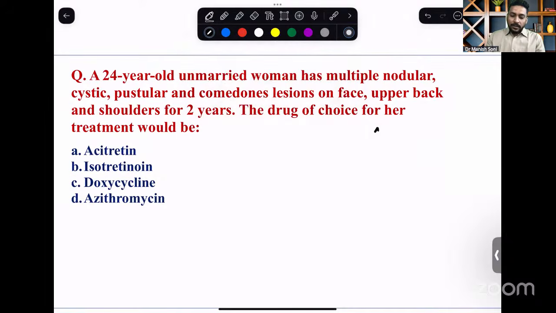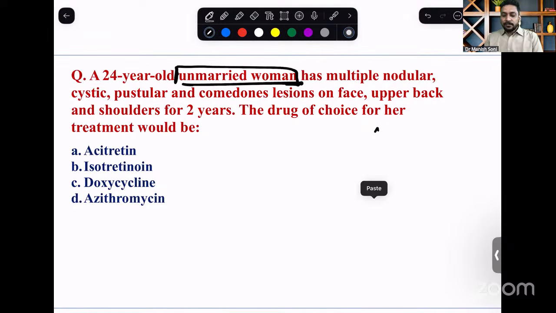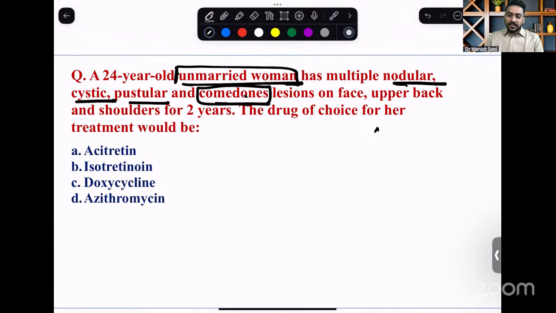A 24-year-old unmarried woman. Why unmarried? Because the drug is not used in married or pregnant females. If the patient is married and planning to conceive, or is pregnant, we should avoid this drug. So that's why this point becomes very important. She has multiple nodules, cysts, pustules, comedones. Comedones are the characteristic lesions of acne. So as soon as you see comedones, you know that the patient is suffering from acne. And the upper back and shoulders are also involved.